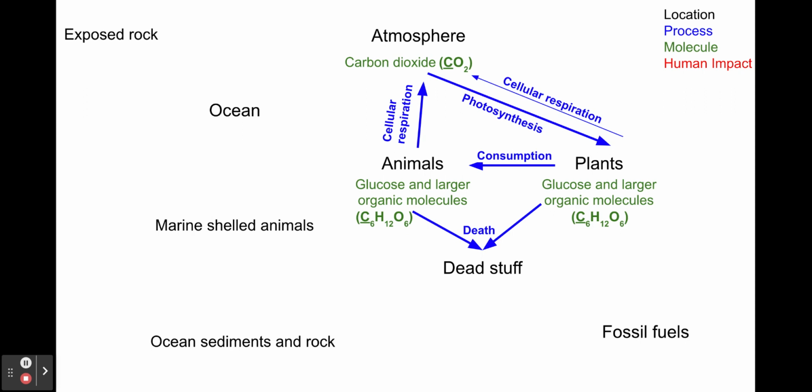When animals and plants die, they become dead stuff. And as they die, nothing actually happens to the glucose and larger organic molecules. They don't just fall apart, which means that in dead stuff, our carbon atoms are still in glucose and larger organic molecules. And again, let's write the formula for glucose: C6H12O6.